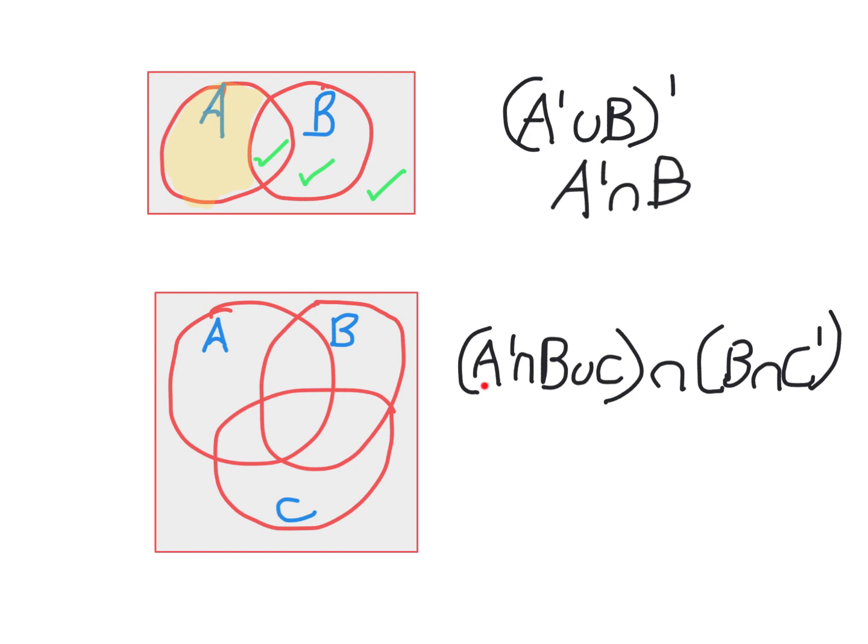So let's look at not A and B. That's everything that's in B but not in A. B is these four regions here. Which of those are not in A? Well, it would be this one and this one.